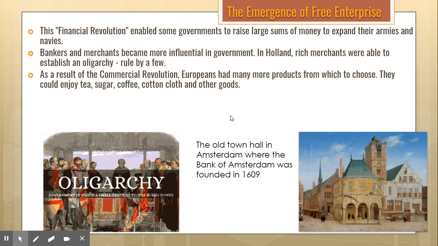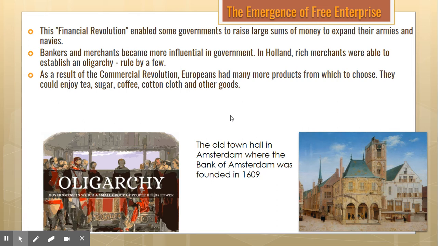So the financial revolution enabled some governments to raise large sums of money to expand their armies and navies. Bankers and merchants became more influential in government. And even in places like Holland, rich merchants were able to establish what's called an oligarchy. That's when the wealthy run the country. So wealthy families, the wealthiest ones, are going to run the country.